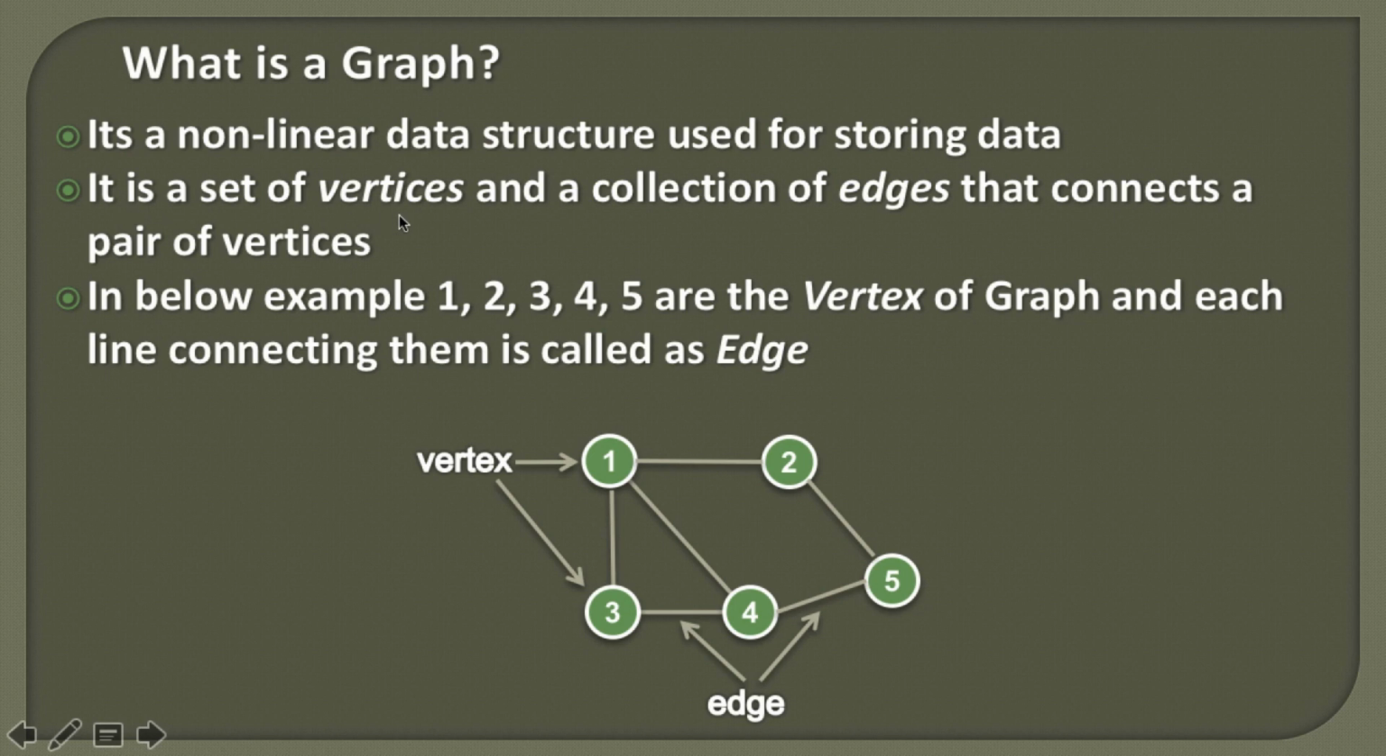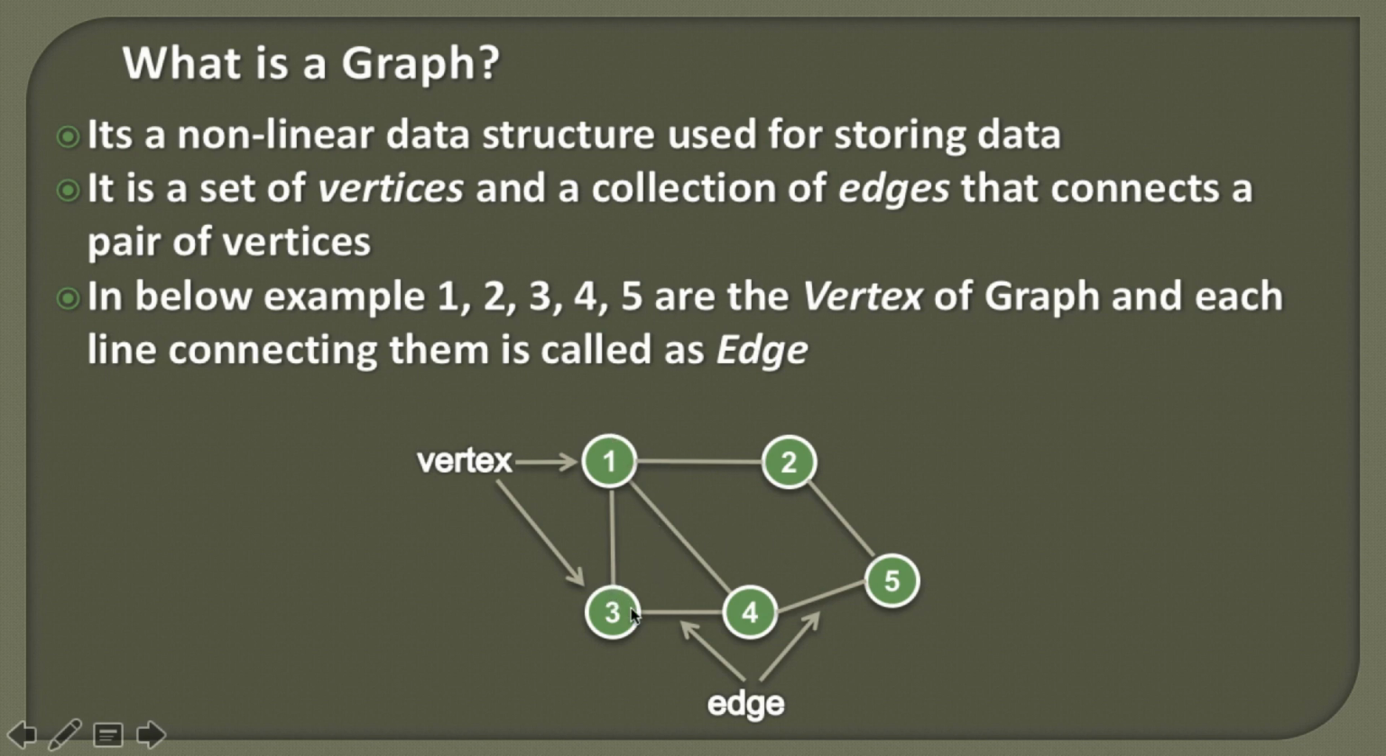So friends, it is a set of vertices. So here you can see 1, 2, 3, 4, 5 are nothing but vertices of the graph. And it also has a collection of edges that connects a pair of vertices. So here you can see two vertices are connected by an edge. So in a graph, if we take any two vertices and we want to connect them, we just provide an edge.